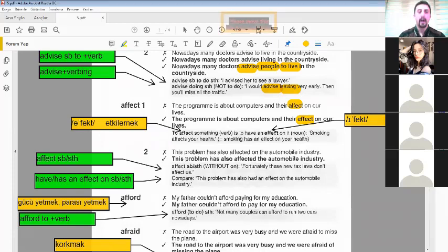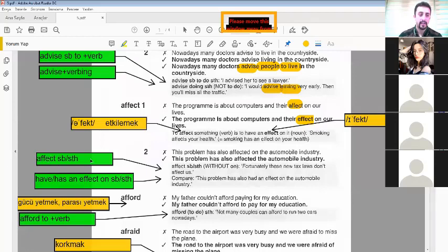It's a noun. Affect is a verb, etkilemek. Effect is etki. So here, the true form is using the noun. So to affect something, verb, is to have an effect on it, noun, like this one. Smoking affects your health. So it's a verb. Or we can say smoking has an effect on your health.